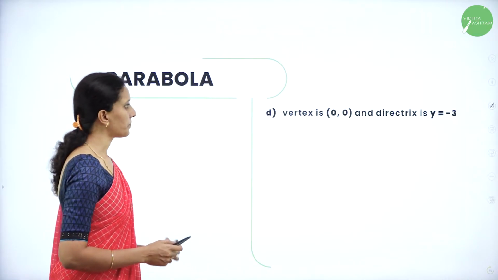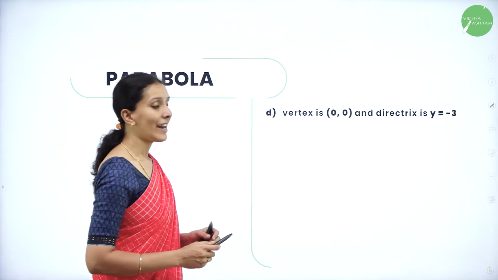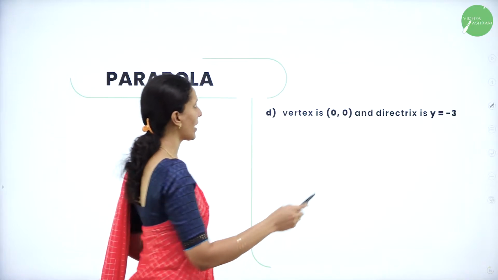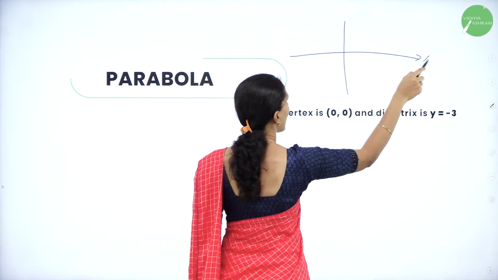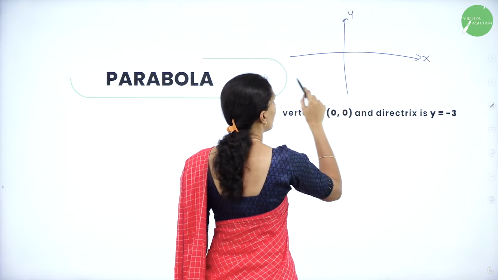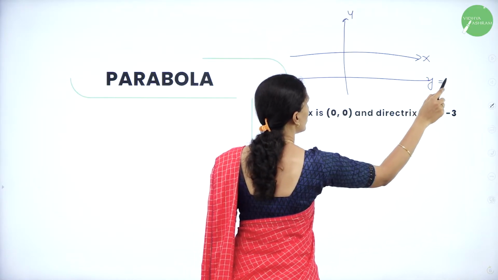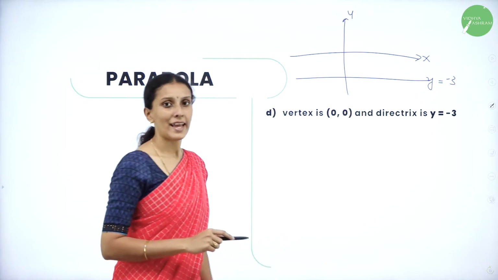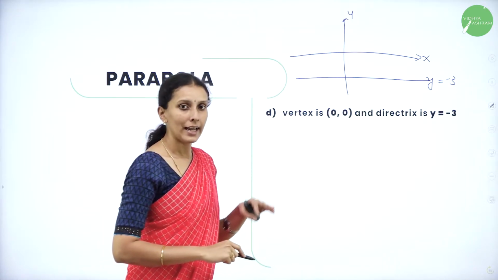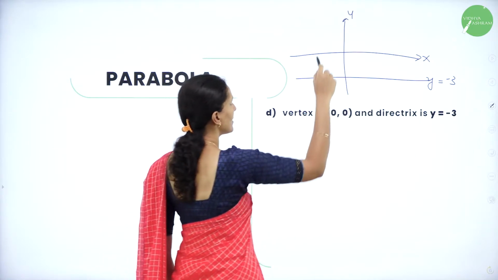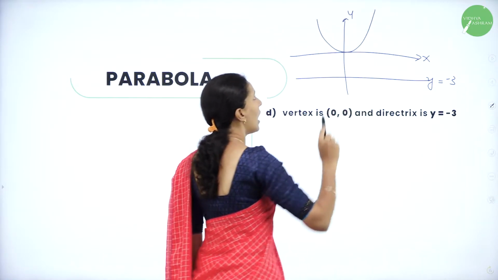Next question. Vertex is at origin. Directrix is y is equal to minus 3. Y is equal to minus 3. If this is x-axis, y-axis, y is equal to minus 3 is a straight line which is parallel to x-axis. That means my directrix lies at the negative side of the y-axis and my parabola will be upward.